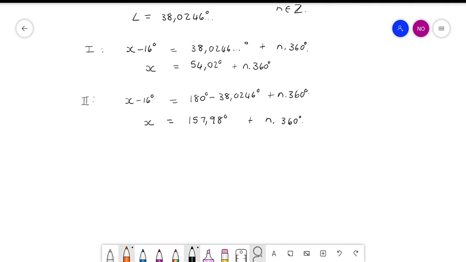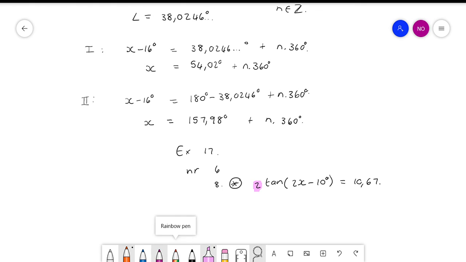Okay, so I want you guys to just do 2 of them for me for homework. I just want you to do exercise 17, number 6 and number 8. At number 8, I want you to just see that there's a difference between the 2 in front of the tan. There's a difference between this 2 and this one inside. This one is outside of the bracket, so you can get rid of that one in your first step already. Okay, but you can't get rid of anything in the bracket in your first step. You need to get rid of the tan first.